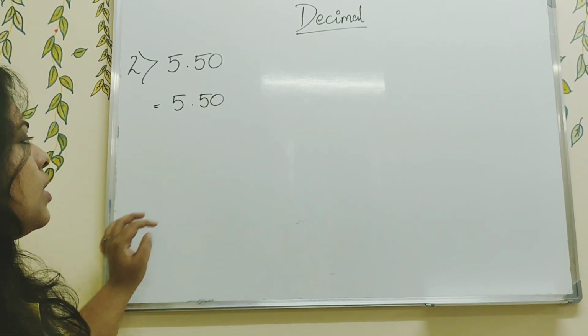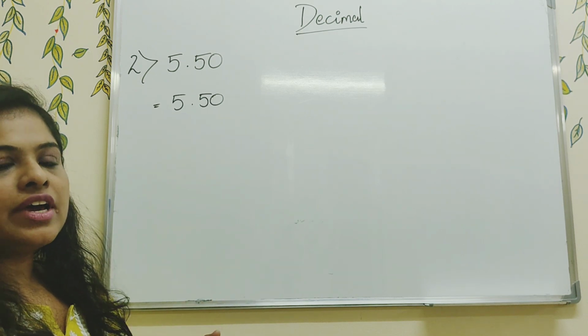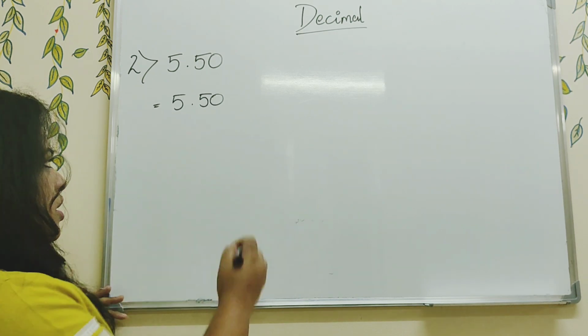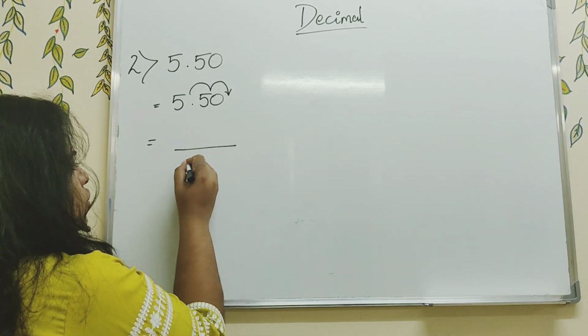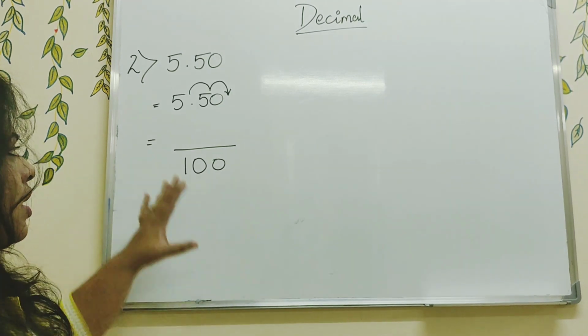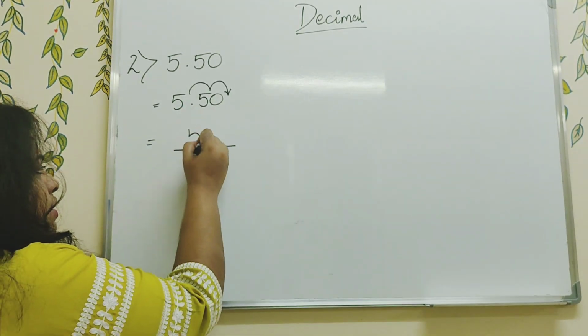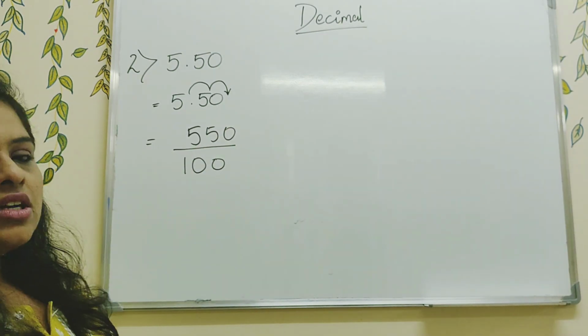5.50. Now how many numbers do we have after the point? We have 2 numbers that follow. So 2 numbers means 2 arrows. That means the denominator has 2 zeros, 100. Now we write the number as it is, that is 550. This might turn out to be a little tricky.